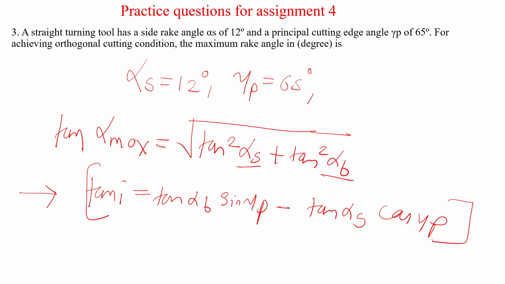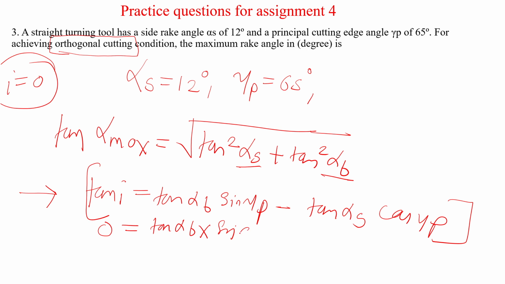Sir, here the inclination angle is not given. This I is the inclination angle, right? Yes. See, this is the trick. This is orthogonal cutting. It is given, right? Yes, sir. In orthogonal cutting, I will be 0. So this should be 0 equal to tan alpha b into sine of 65 degree minus tan 12 into cos of 65 degree. Please find the value of alpha b from here.